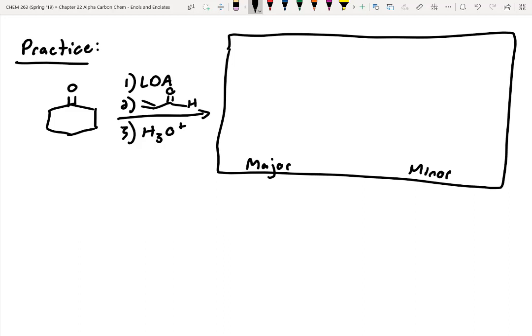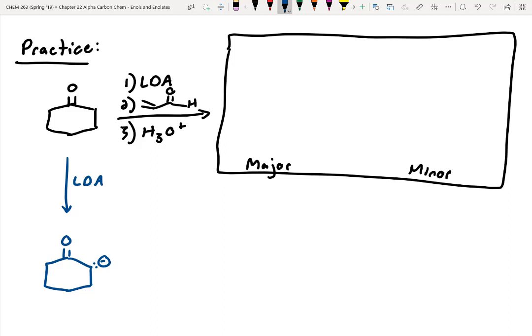So what's LDA again? Lithium diisopropylamide. It's a super strong, bulky base, right? So let's think about the first step. First step with LDA, we know that's a strong base. What product will we get after step one? An enolate. We know that the alpha protons are far and away the most acidic protons off of that starting material, so it's just going to stop here at the enolate. It's not going to do any other fancy chemistry. It's just going to hang out here.